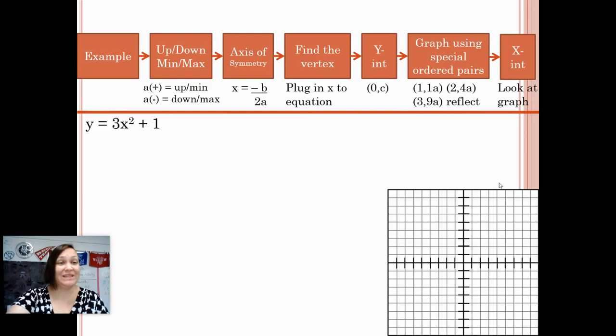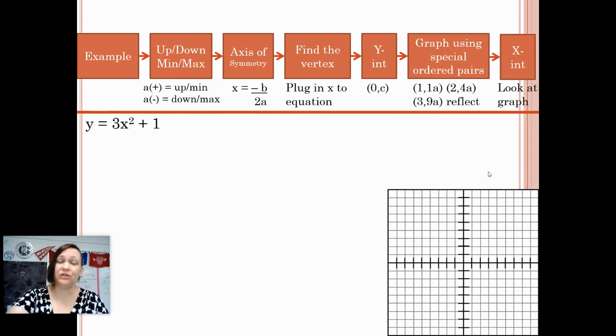Welcome to example 2 of graphing a parabola. You can continue on your same flowchart that you printed out for the first video. For this example, my equation is y equals 3x squared plus 1.